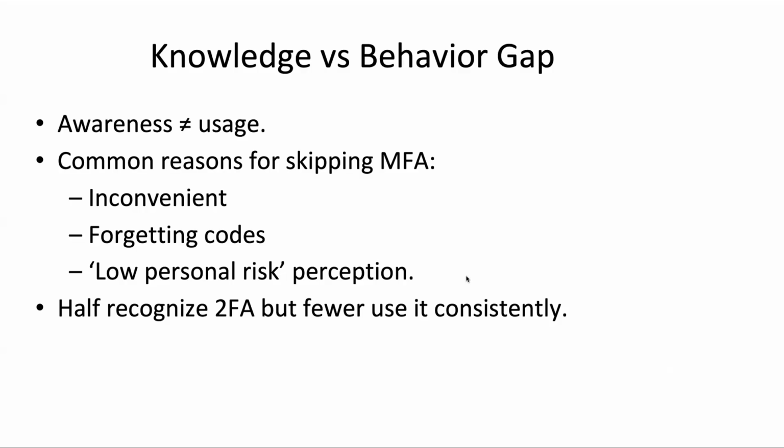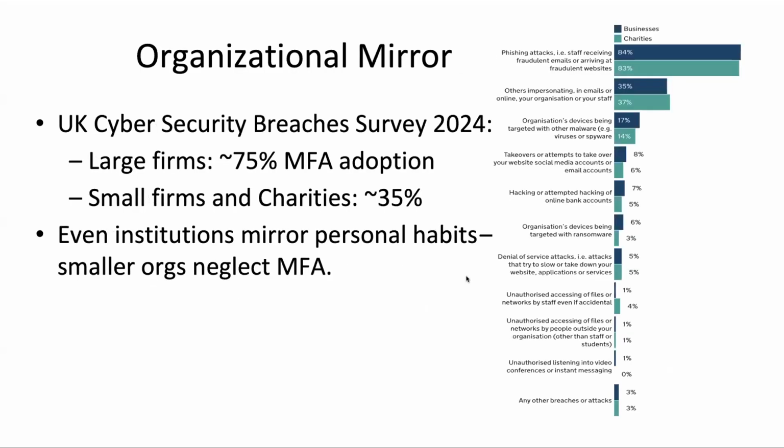And this kind of behavior gap doesn't just apply on the personal level. The United Kingdom cybersecurity breach survey in 2024 interviewed firms. They interviewed large firms, which was 100 or more employees, unless they were a charity, and that was then put with the small firms of under 100 people. The larger firms showed a 75% multi-factor authentication adoption, while the smaller ones only had 35%.